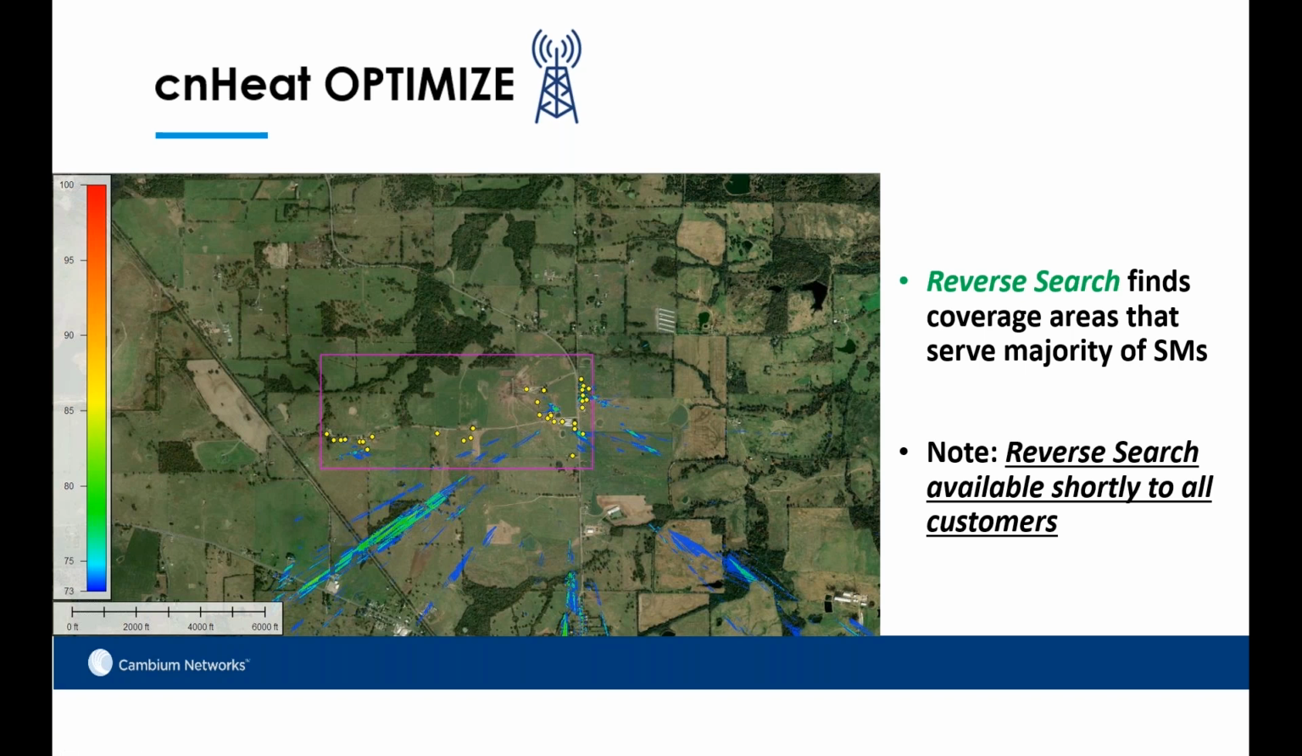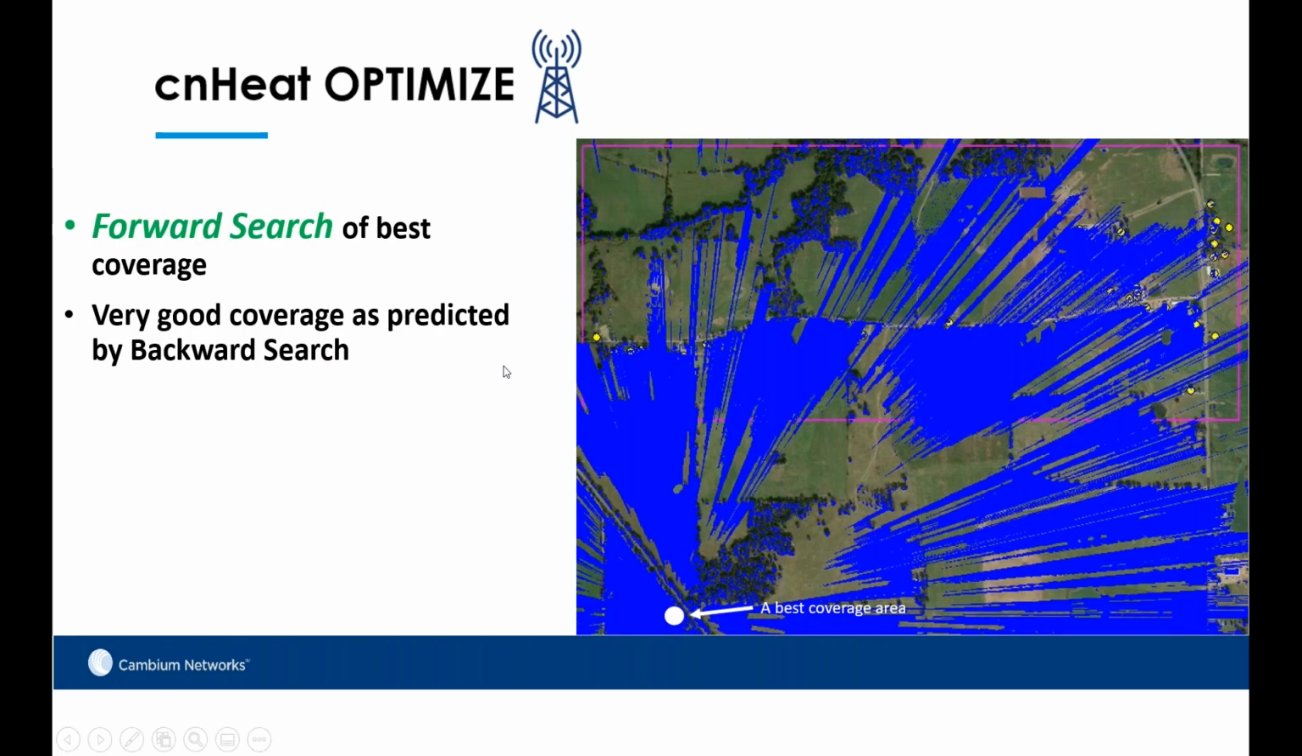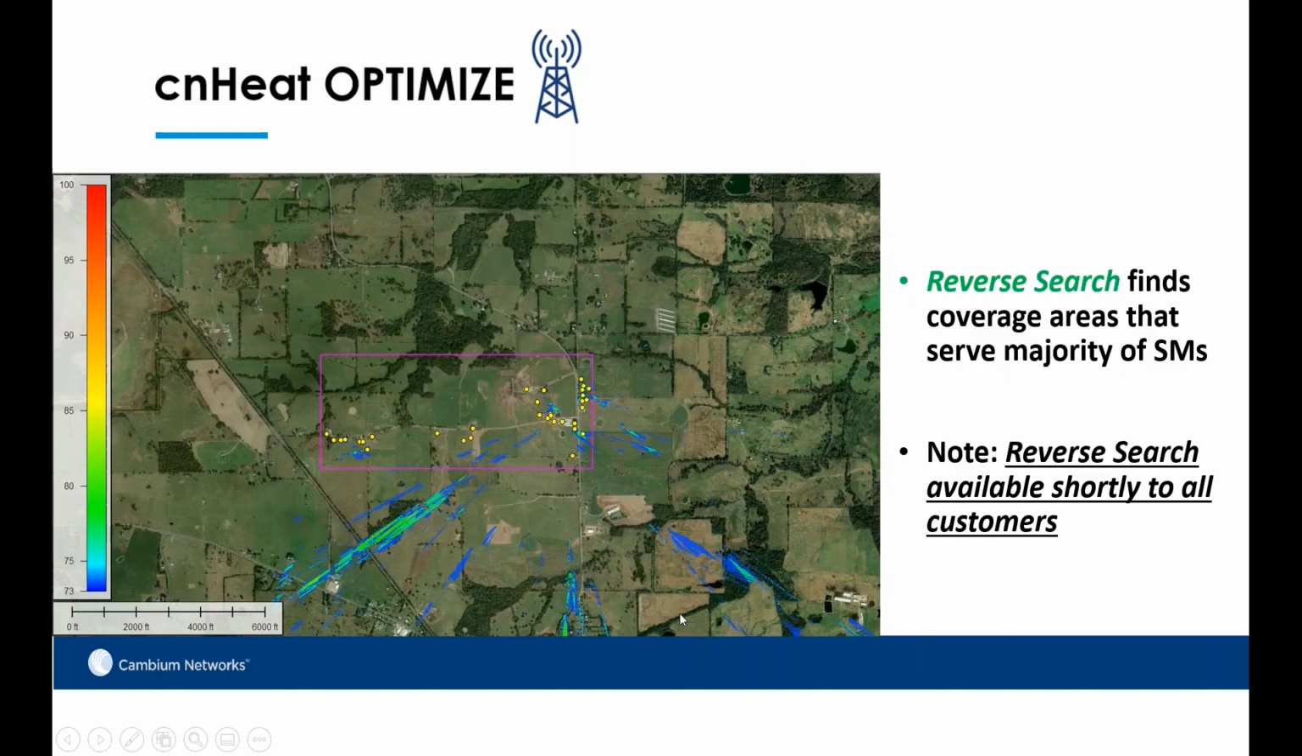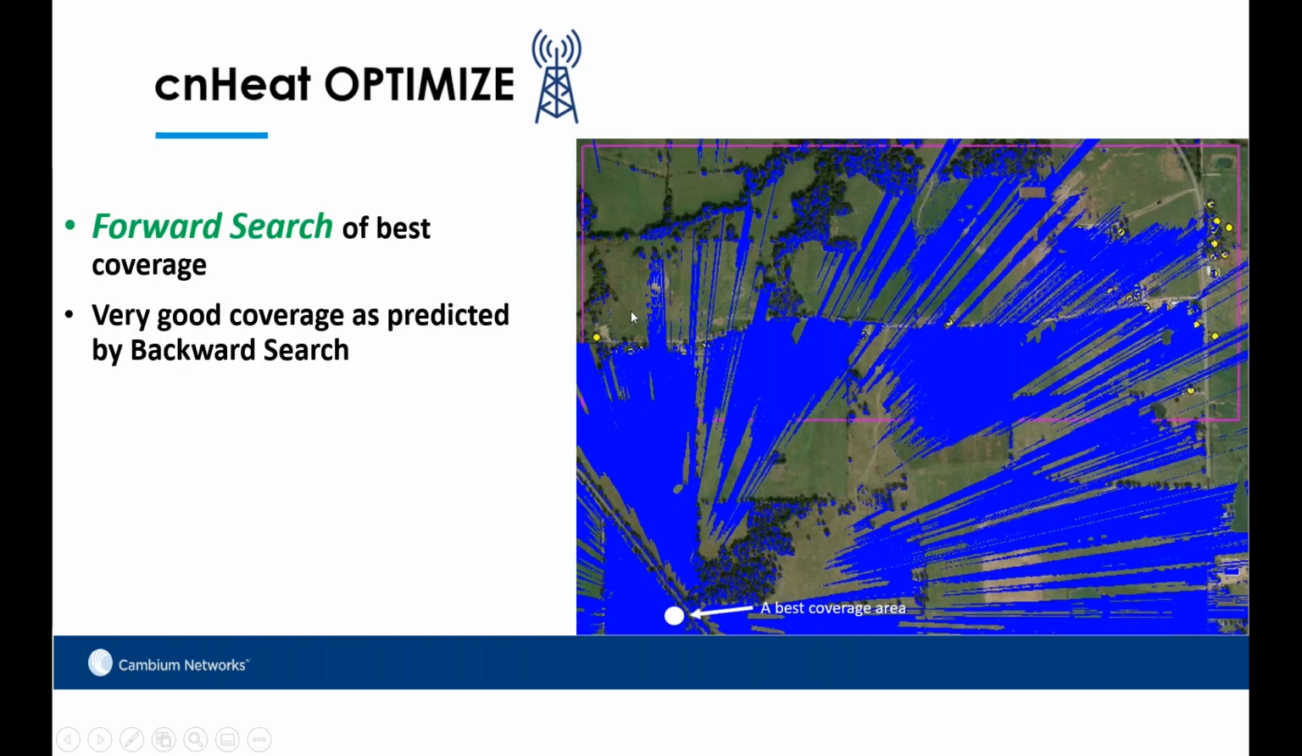Now back to the greenfield that we can provide today, the real time that we can provide today in beta. We can also do a forward search. So here's the location that was suggested in the reverse search in near real time. This was provided in, let's say, about a minute, all this information, right? And with the high accuracy and detail that cnHeat provides.